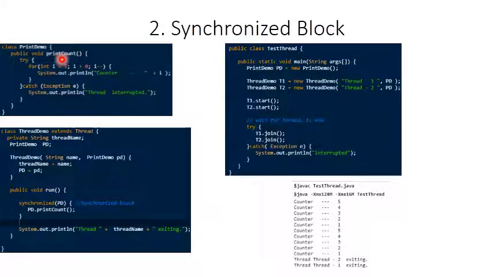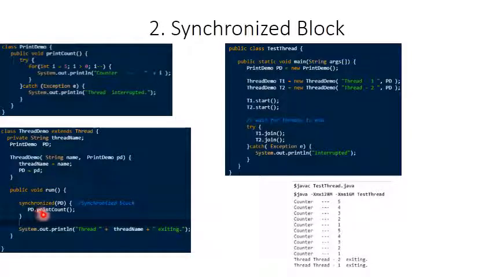Inside this block, that is inside these curly brackets, only one thread can enter at a time. The remaining threads will have to wait until the current thread moves out of this block. Previously we made this method synchronized, so only one thread could be inside the method at a time. Now there is a change: we have converted this block into a synchronized block, so only one thread can access this line at a time.